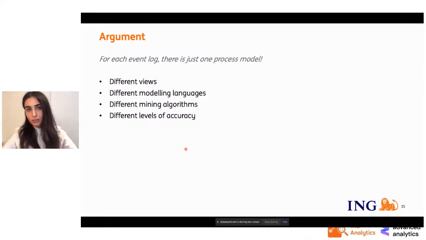An argument point: we can argue that for each event log, there is just one best process model, but this is not true. Because again, likewise with clustering algorithms, one can say okay, k-means is better here, or I don't know, BPM, other algorithms can perform better, but it depends. We use different modeling languages, different mining algorithms, and different levels of accuracy. So you cannot say that the model is always the best. It depends on these views.